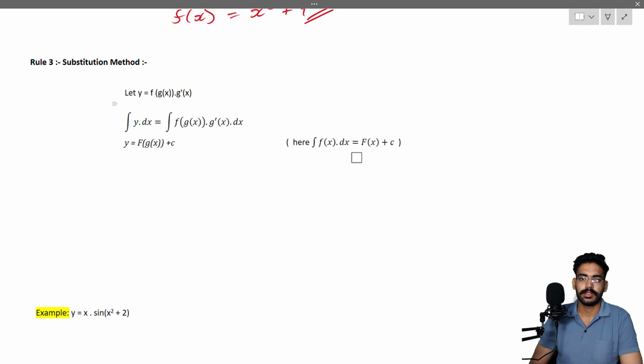How will we do it? If the function here is like this, what is here? f of g(x) into g dash x. Then what do you do?